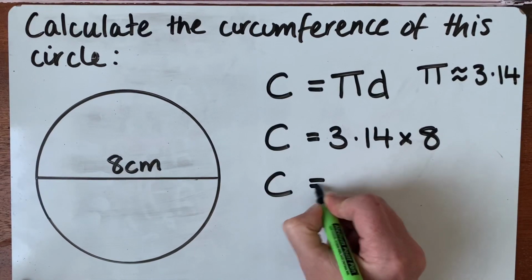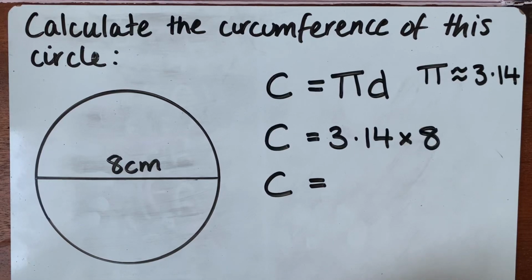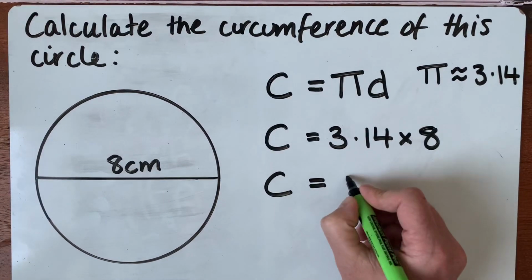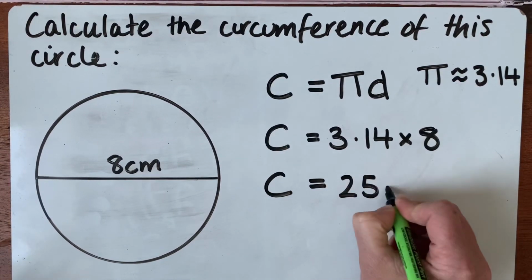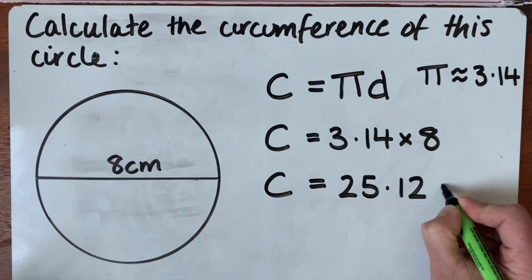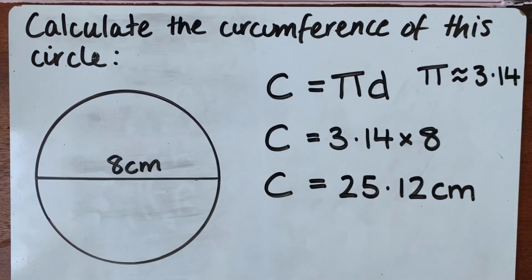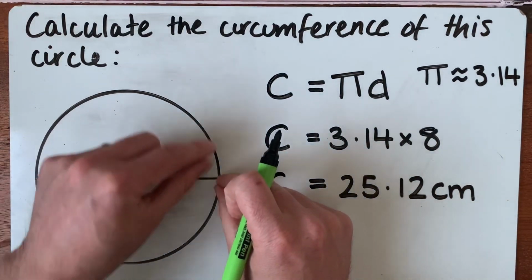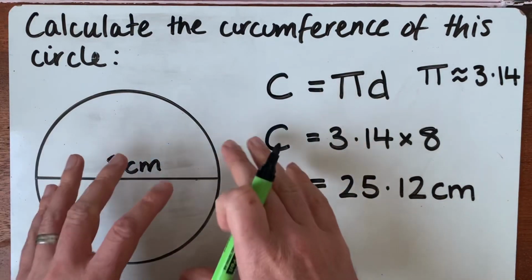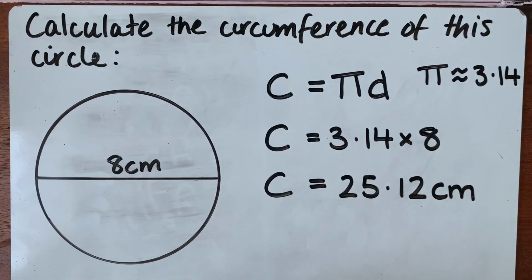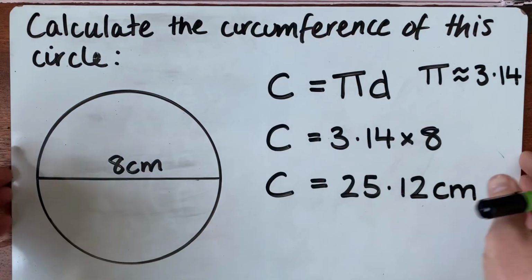We simply get our calculator, so 3.14 multiplied by 8, and we get 25.12. And now we're going to add in our units, centimeters. So we take this diameter, it goes in about 3.14 times to make the circumference, and so the circumference is 25.12 centimeters. Okay, slightly trickier example now.